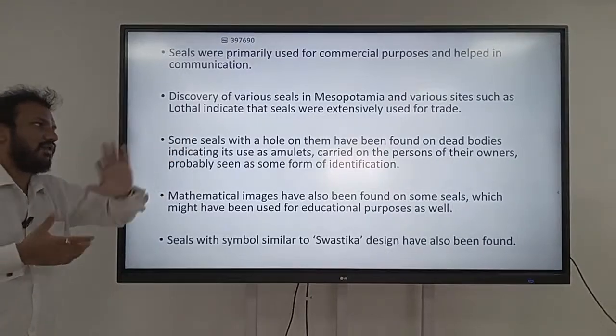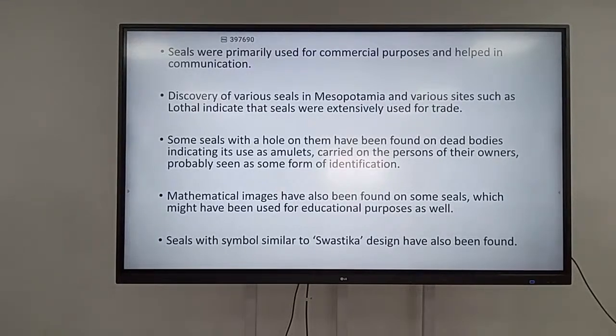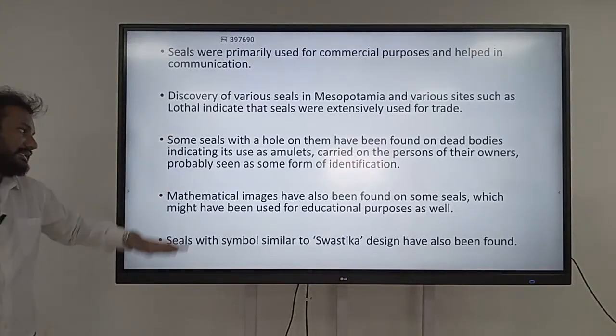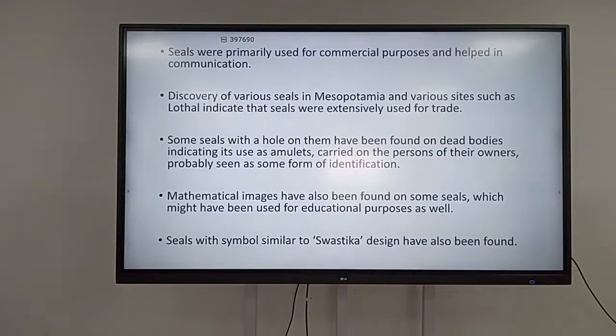Some seals have also been found on dead bodies, as amulets. You know amulets, which we tie on. So seals were also used for amulet purposes. It can be for identification purpose or for spiritual purpose. The possibility is there. Some seals were found with swastik, and some mathematical symbols were also found on some seals.